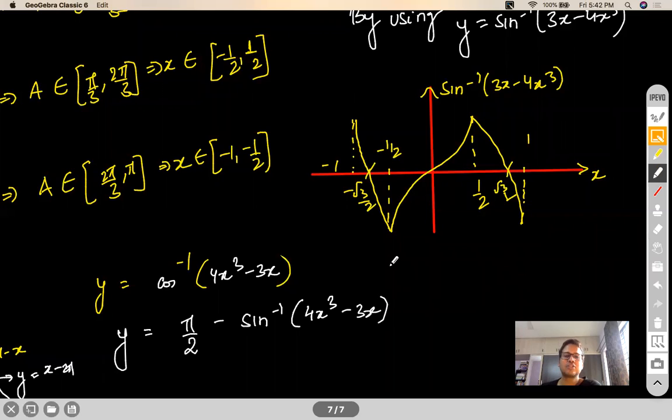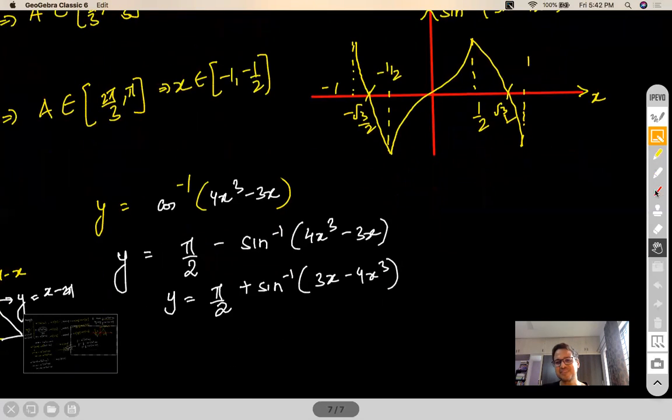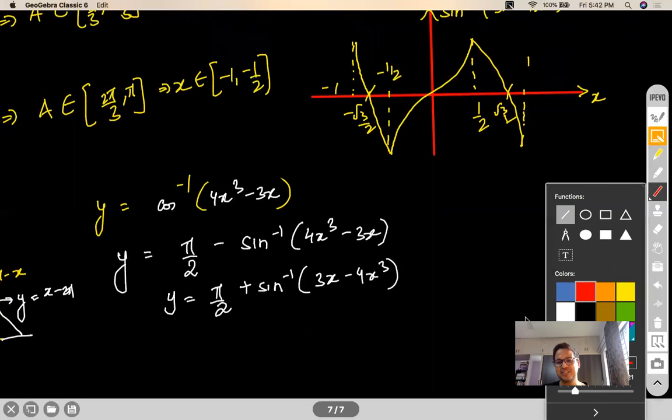Okay, we all know that cos inverse of anything can be written as pi by 2 minus sine inverse of the same thing, correct? Now I'll take a minus out. If I take a minus out, we all know that sine inverse is an odd function, so this will become plus. Okay, so what does it tell you? It just tells you that take this graph, kick it up by pi by 2. You will end up getting the graph of cos inverse 4x cube minus 3x, right? So if you start kicking this graph by pi by 2, this is the graph that you are going to end up getting.